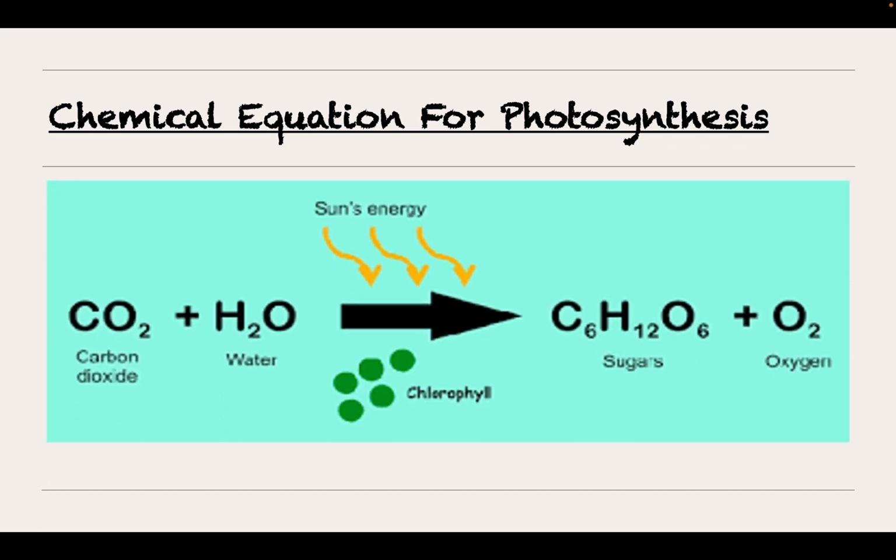What is the chemical equation for photosynthesis? Chemical equation means where instead of writing words, chemical symbols are used for an element. So CO2, carbon dioxide, plus H2O, that is water, gives C6H12O6, that is sugar, in presence of sunlight and chlorophyll, and oxygen is given out in the atmosphere.